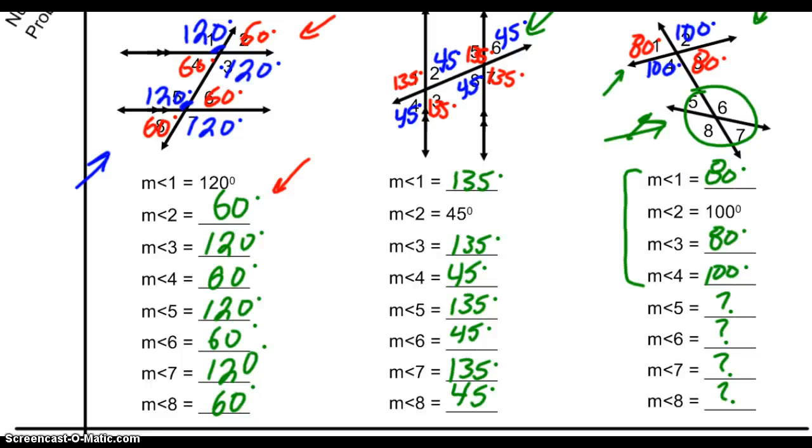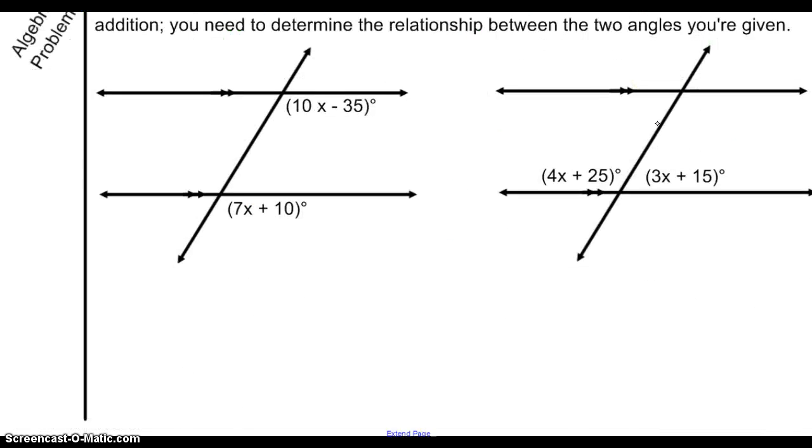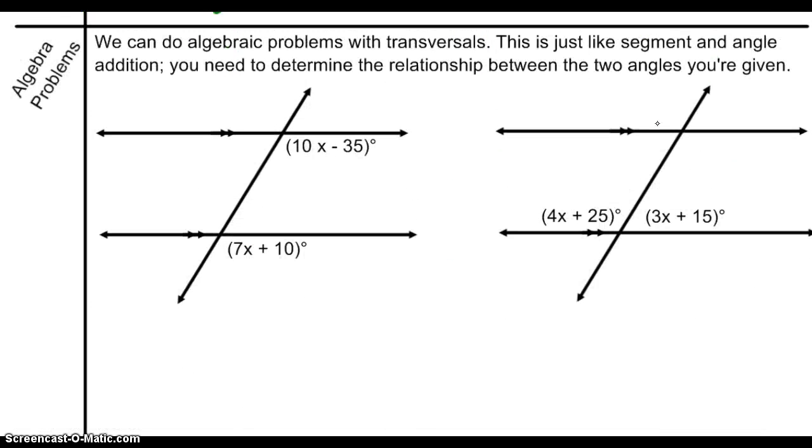So now that we've looked at 3 different numeric problems and found out that in fact we couldn't figure out the answer to 5, 6, 7, or 8 here because again they're not parallel, we can turn our attention to 2 more problems at the end that have to do with algebra. We can do algebraic problems with transversals.